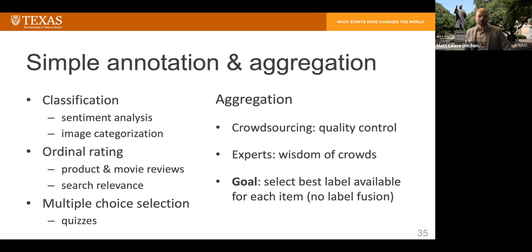The goal we're going to talk about in this aggregation work is to select the best label available from all the labels the annotators have given. One thing that's really widely misunderstood in aggregation is that almost all these models, nobody does label fusion. If you have 5 labels for a given item, everyone picks the best one of the 5 that's there. They're not actually creating new labels. Very rarely is that the case.